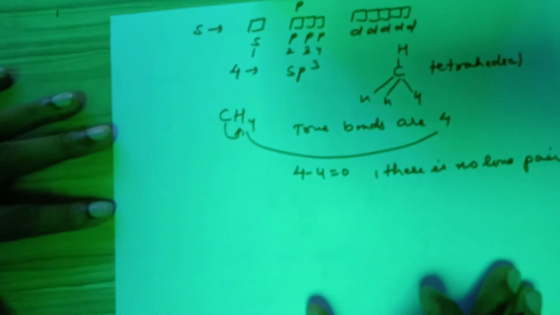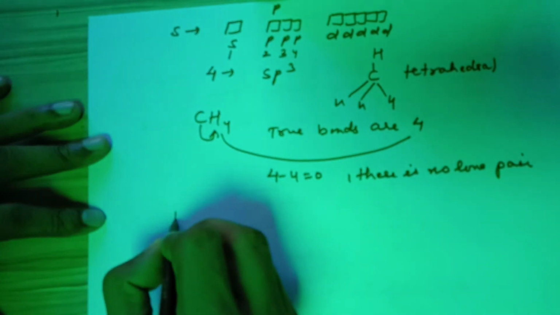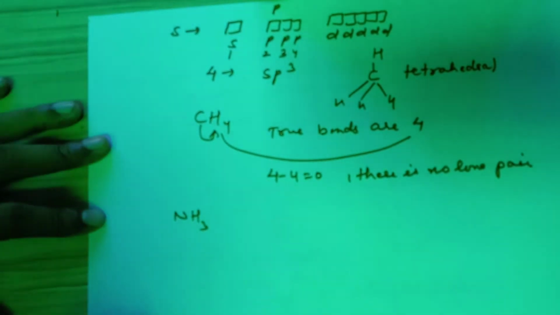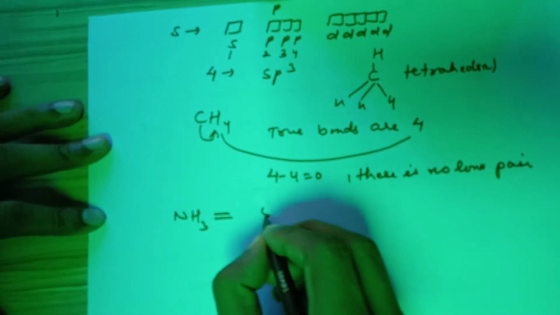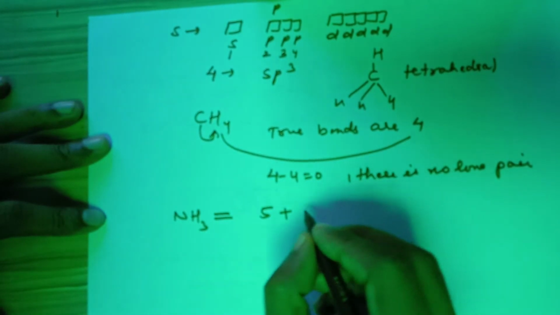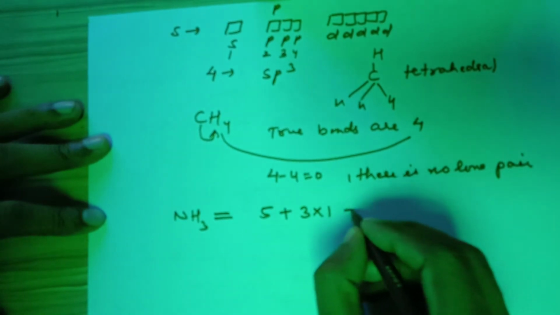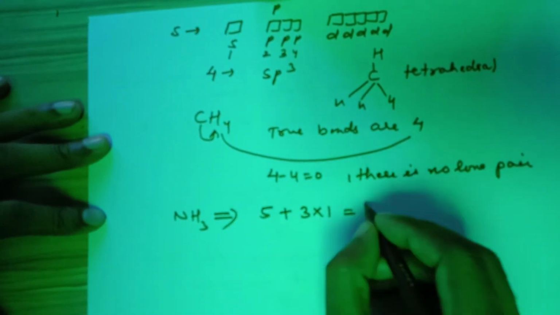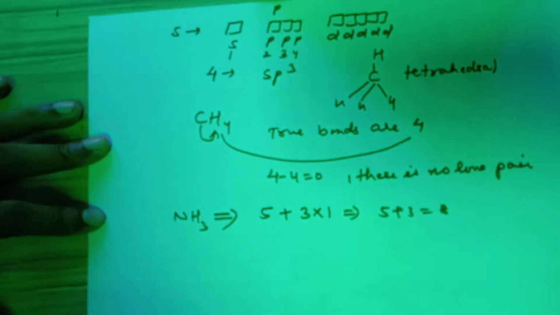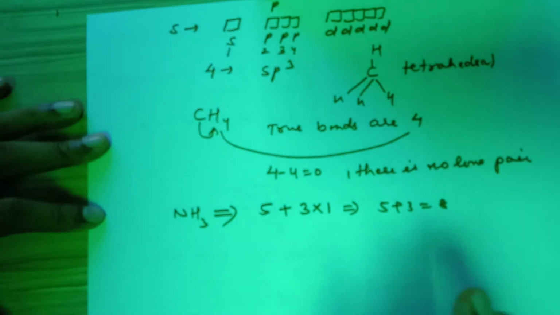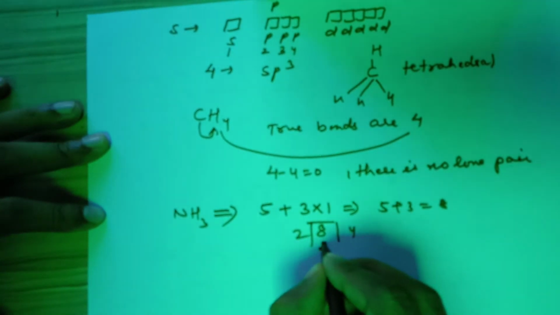Let's take another example. We can take NH3. The number of electrons in nitrogen is 5 and for hydrogen it is 1, so it will be 3 into 1. So in total it will be 5 plus 3, which is 8. Now it is equal to 8, so divide by 2. So 2 fours are 8.